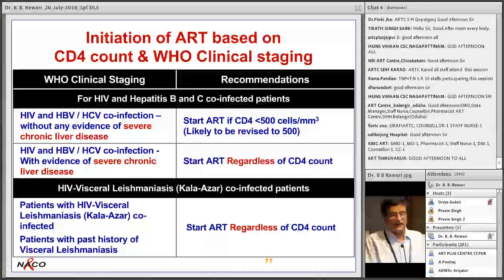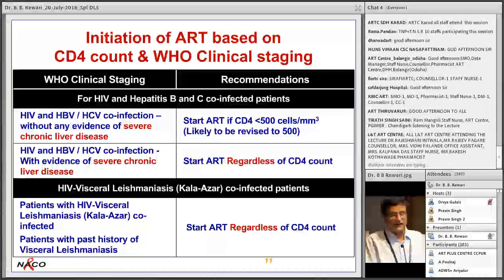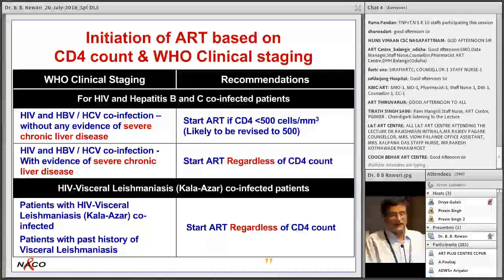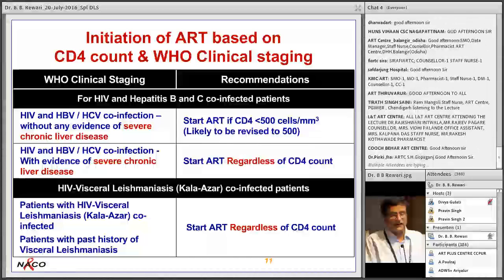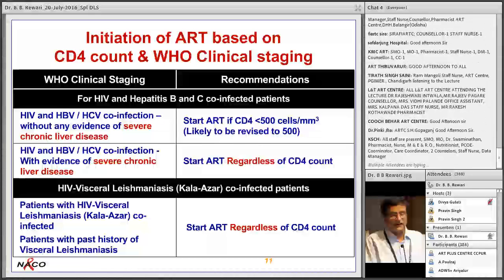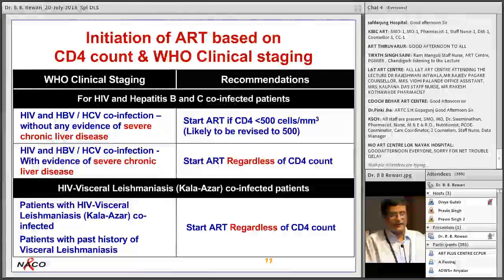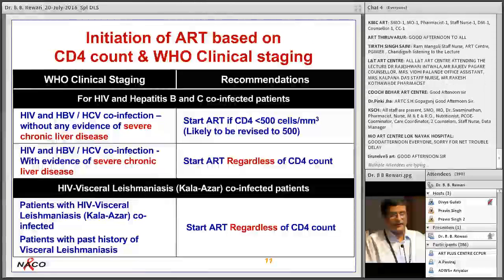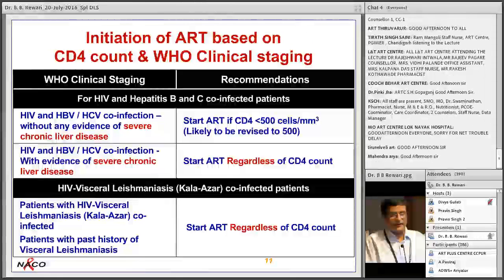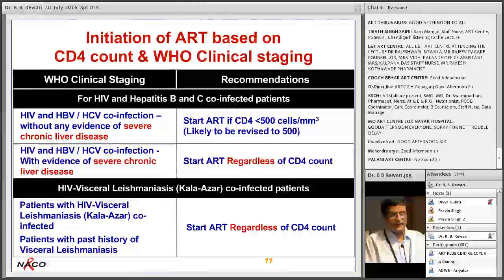Again, what is new, which may not be applicable to all centers because they may not have so many patients with visceral leishmaniasis, but wherever they are, patient with HIV, Kala-Azar co-infected, they should start ART regardless of CD4 count, even if they have a past history of being treated for Kala-Azar. You know, there are 56 districts in the country in 4 states which are endemic for Kala-Azar, and this initiation of ART is likely to reduce their recurrence of visceral leishmaniasis, also improve their outcomes in terms of reduced mortality, just like we give it for TB and HIV co-infected persons.